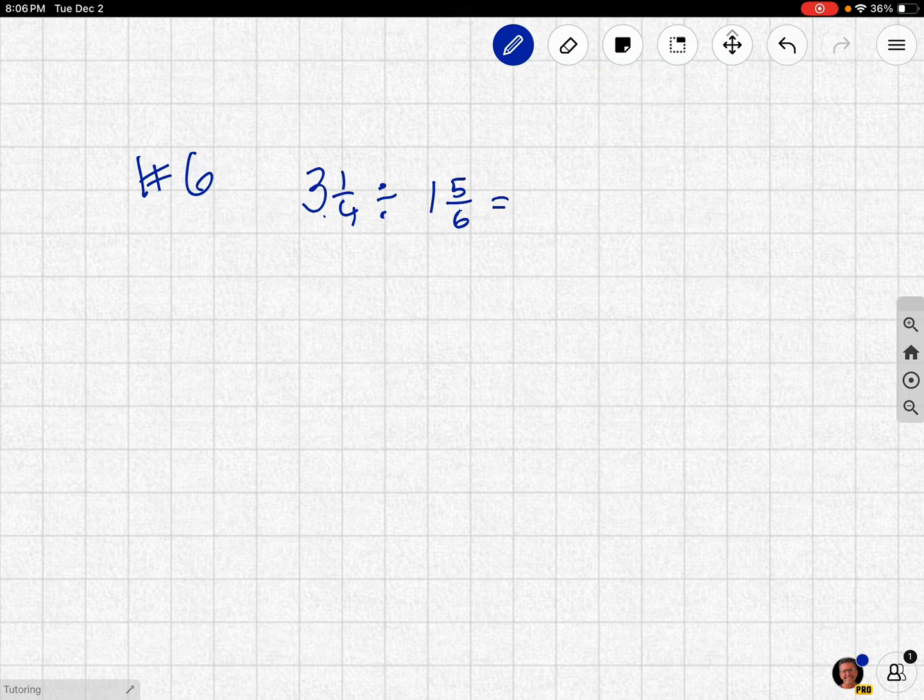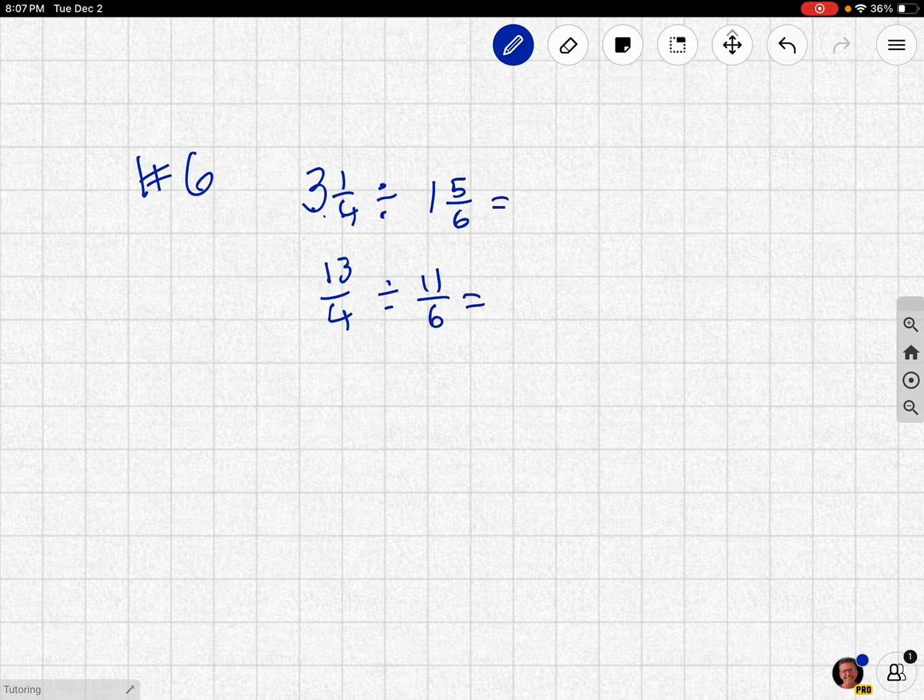So for 3 1/4, we do 4 times 3. That means 4/4 is a whole. So if we have 3 4/4, we have 12 fourths plus one more fourth is 13 fourths. And we're dividing that by 6 times 1 is 6 plus 5 is 11 sixths.